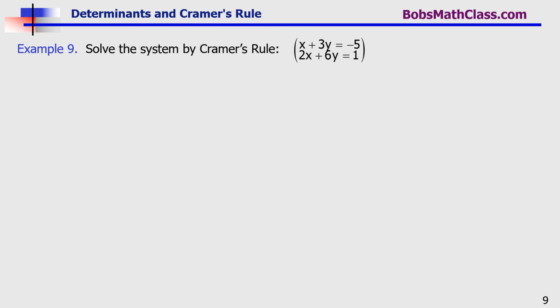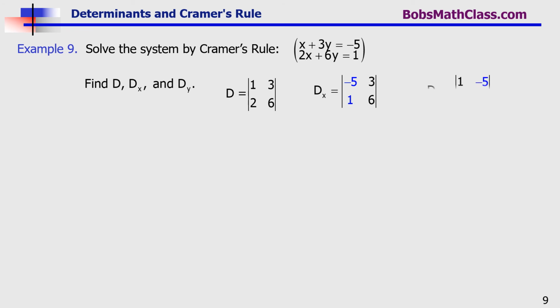All right, let's first do d, dx, and dy. D is 1, 2, 3, 6, reading by columns. In dx, the negative 5, 1 replaces the x column. And in dy, the negative 5, 1 replaces the y column. All right, let's do d first. Oh, d is 0. Yeah, that's right. 6 minus 6 would be 0.